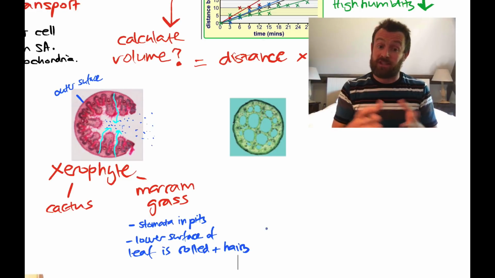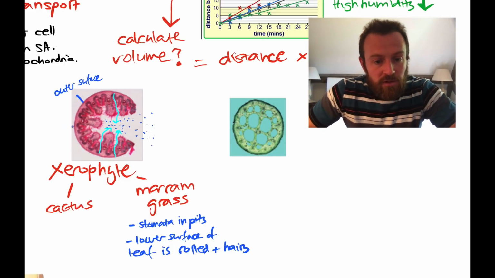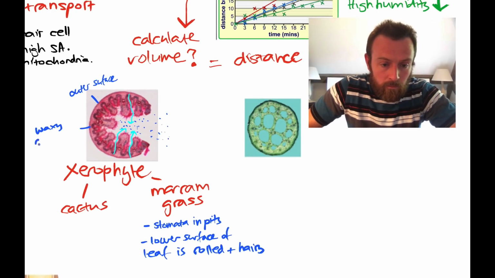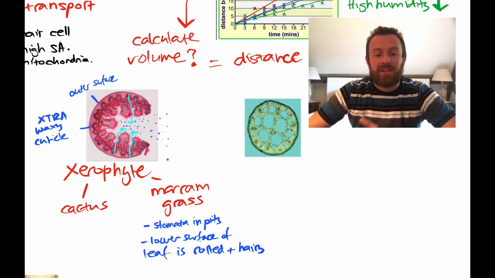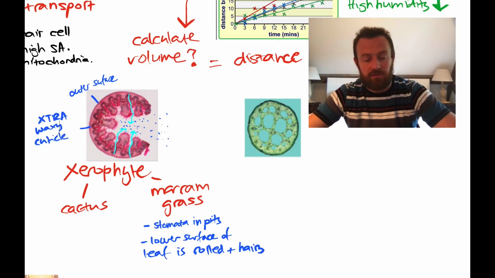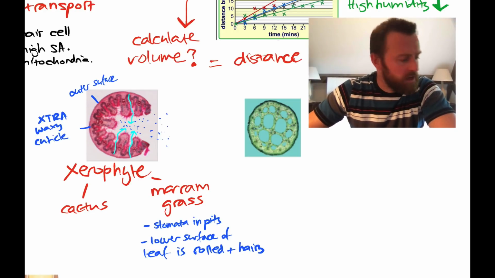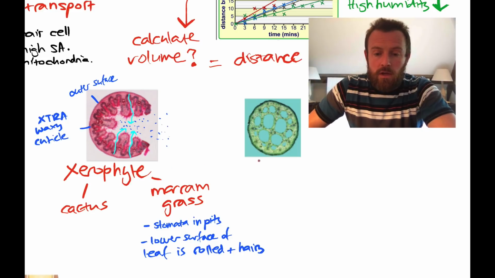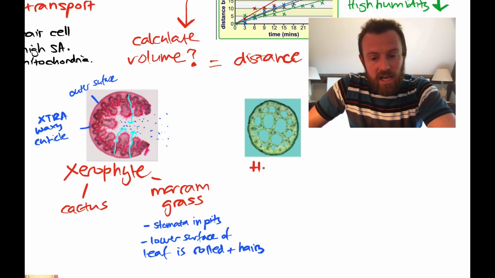So marram grass typically lives on sand dunes and stuff. The outer surface also has an extra thick waxy cuticle. Okay. Extra waxy cuticle. So that's a xerophyte. What's the opposite of a xerophyte? Xero, I think, is Greek, by the way, for dry. So xerophyte means dry loving. The opposite of a xerophyte is a hydrophyte.